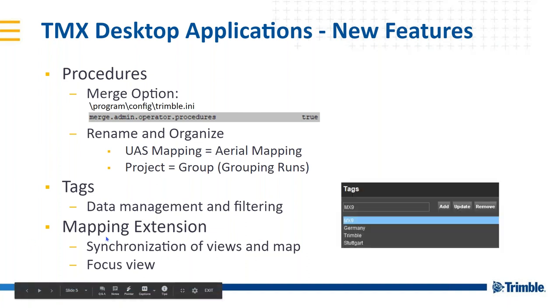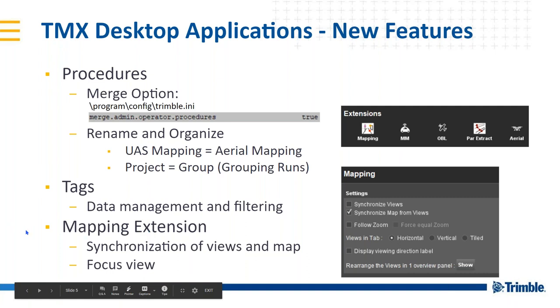Additionally, we now have tags. The tags are basically for data management and filtering, and you can tag any mobile mapping run with the word of your choice. You can have a couple of runs tagged with the same tag, or label, if you would call it. Then you can simply search or filter the runs with this tag.